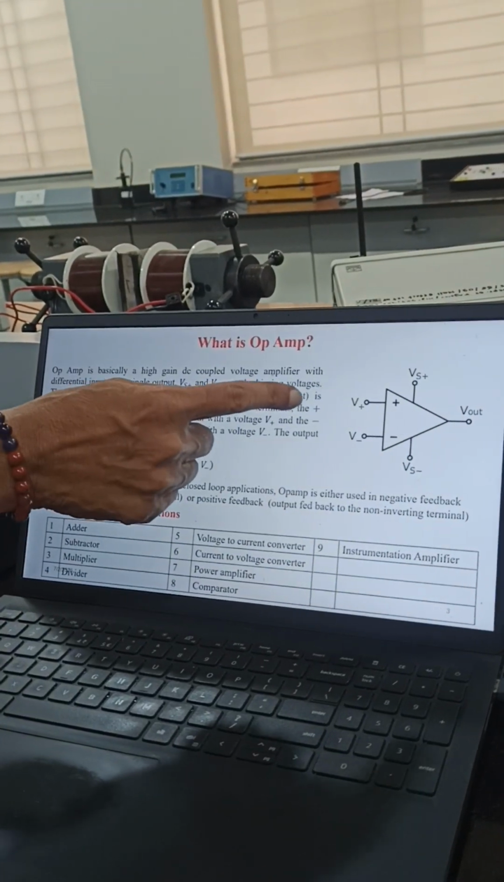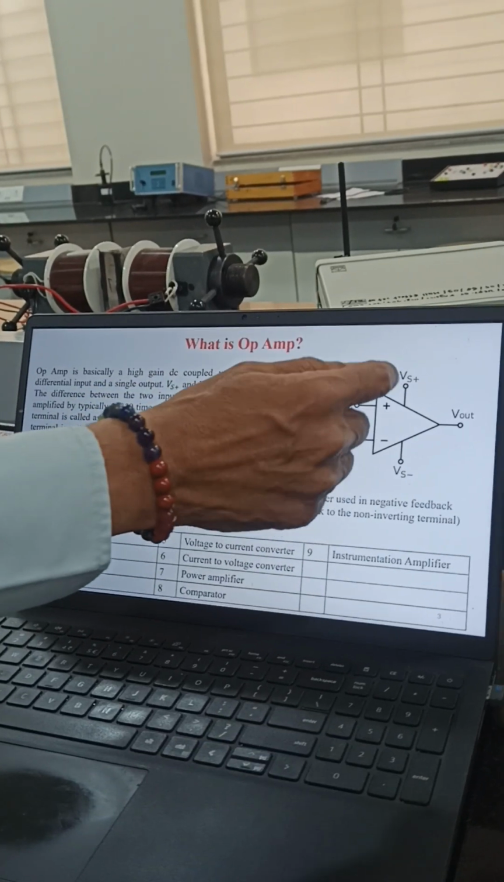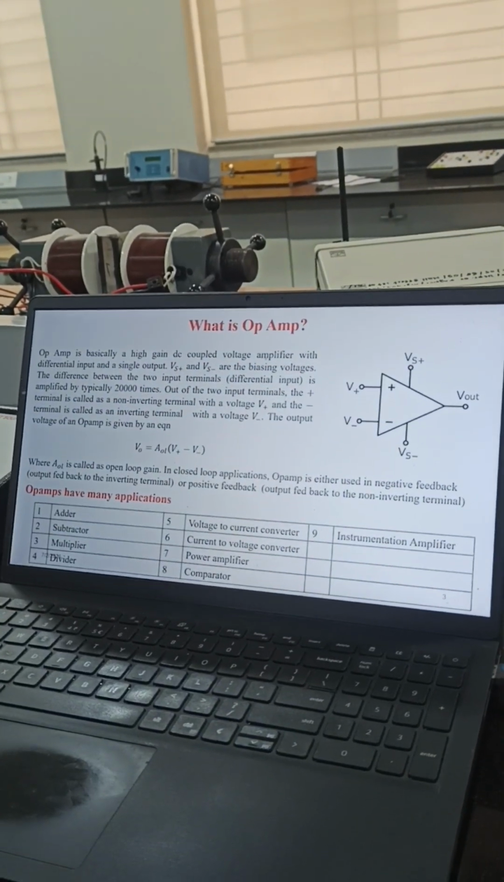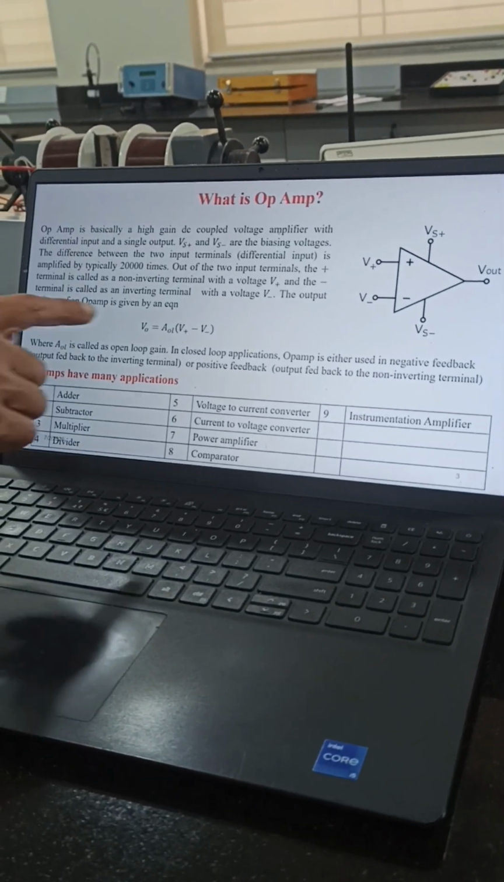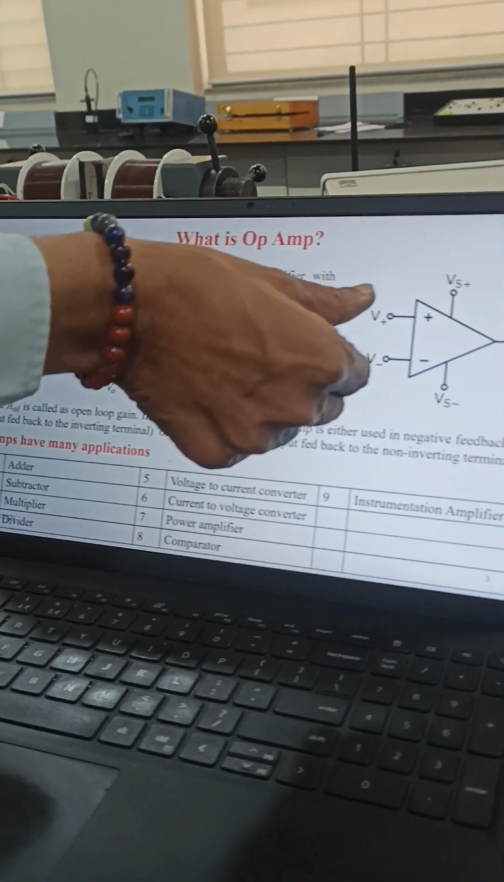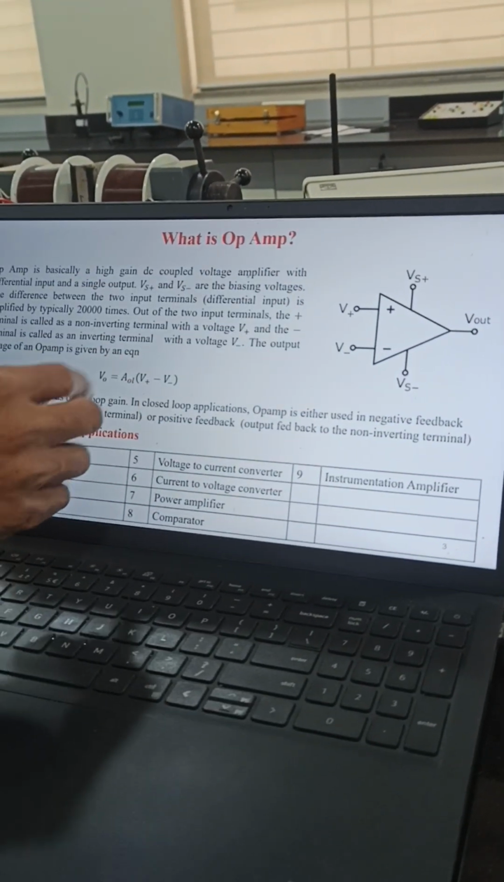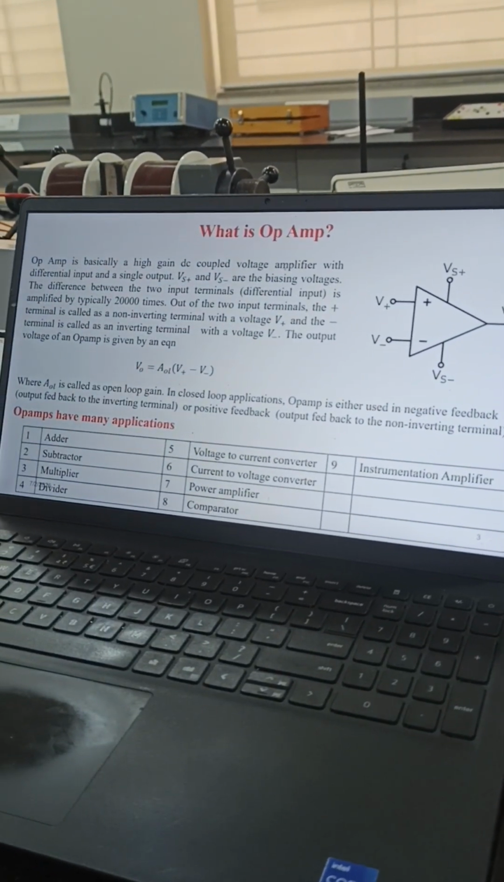Basically, an OpAmp amplifies a small difference between these two terminals to the output, and the gain of the OpAmp is very high. So the formula is here: V naught is equal to AOL times (V plus minus V minus). That means the difference between these two voltages is amplified. Of course, this difference is very small, and OL means open loop gain.